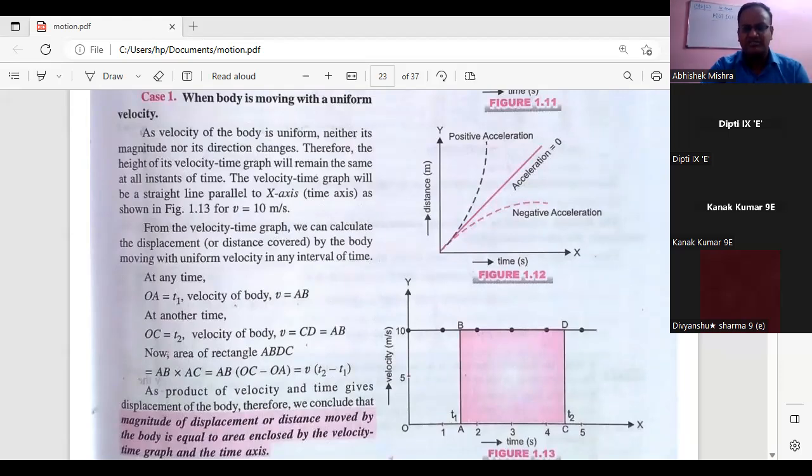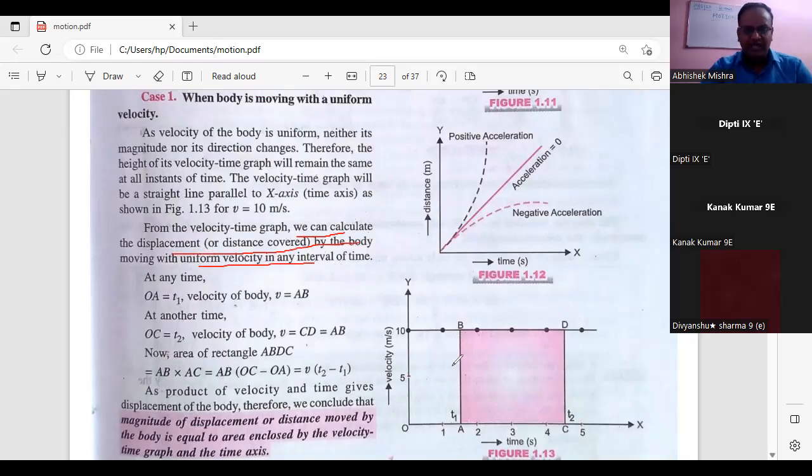You can see here in this very image, this is the height. At all instants of time, 1, 2, 3, 4, 5, it is remaining the same. So we get a straight line parallel to the x-axis. Now remember, students, from the velocity time graph, we can calculate the displacement or the distance covered by the body. So now we will study how it is possible.